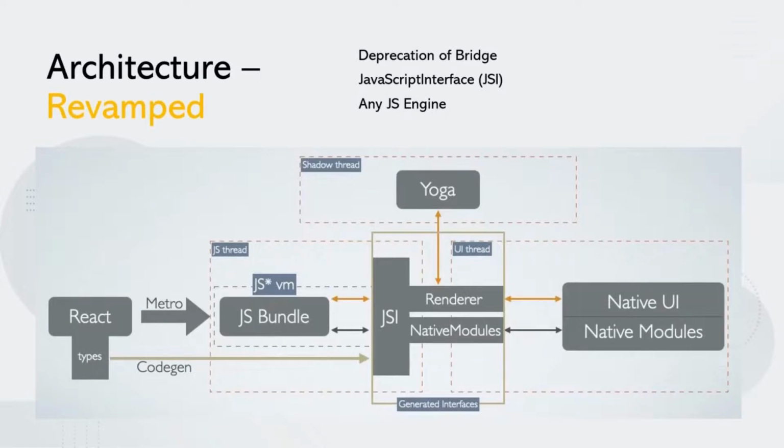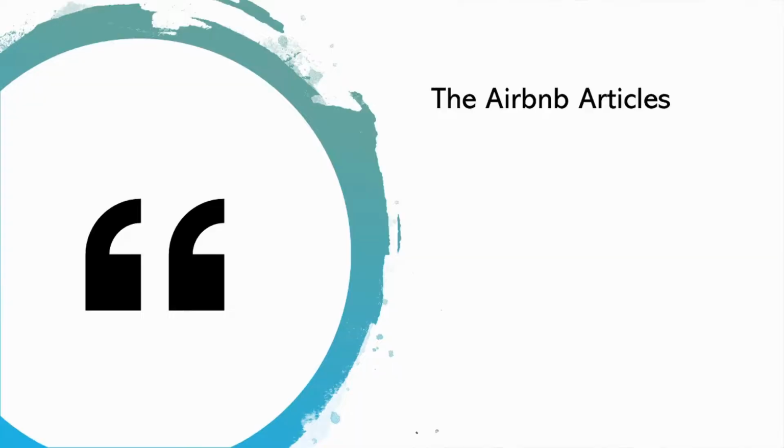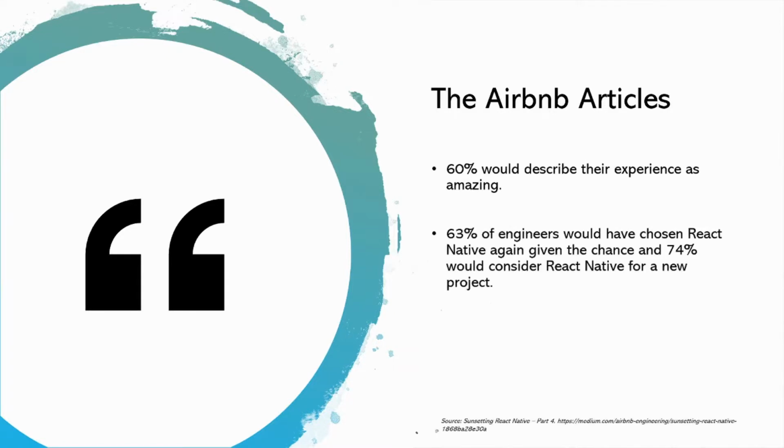Then there is Fabric, which is a re-architecture of the UI manager and is expected to transform the rendering layer by eliminating the need for bridges. These are mostly under the hood transformations that are happening. Moving towards the end of the series of the Airbnb articles, part 4, it also mentions some interesting observations of an internal survey of its developers. 60% would describe their experience as amazing, and 63% of the engineers would have chosen React Native again given a chance, and 74% would consider React Native for a new project.